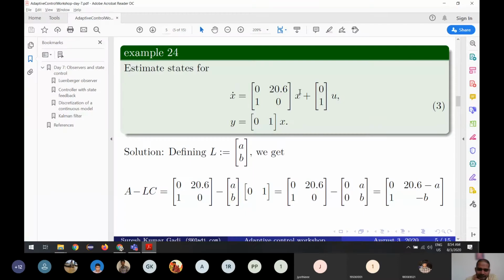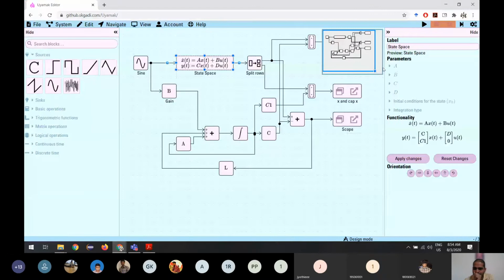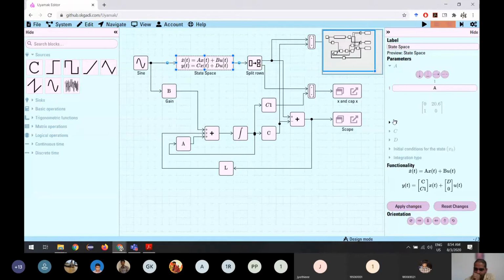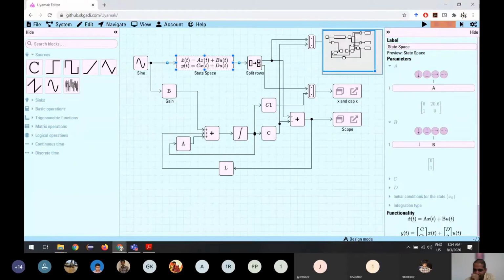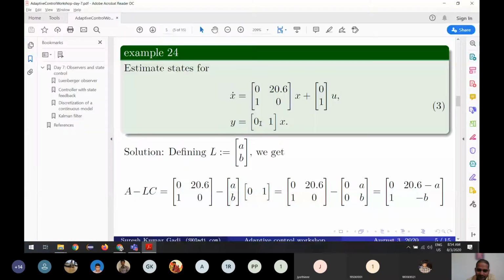If we see, this is the system, right? I made a small change in the system. For example, if you see here, the A, B, C, D values, A and B I'm keeping the same. In the C, we are having 0, 1, which means we are having access only to the second state, x2. We have access only to x2. The x1 is not available.